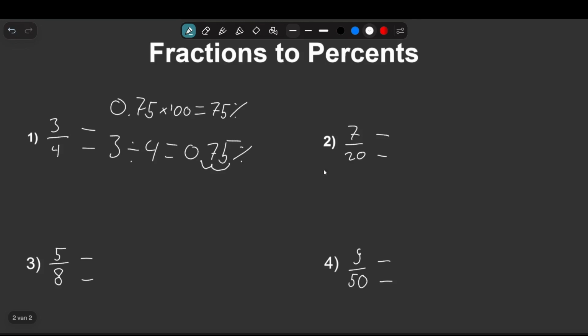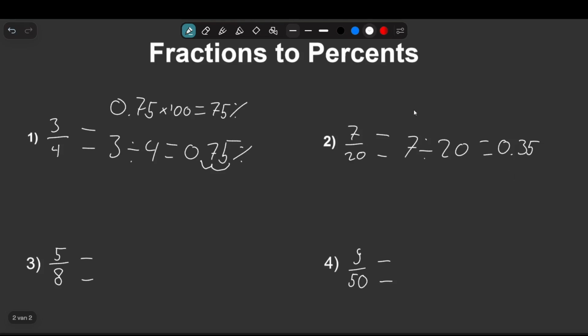For our second example, we have 7/20. Of course, the first thing we're going to do is divide our numerator by our denominator. So we're going to do 7 divided by 20. 7 divided by 20 equals 0.35. Now we're going to multiply this by 100.